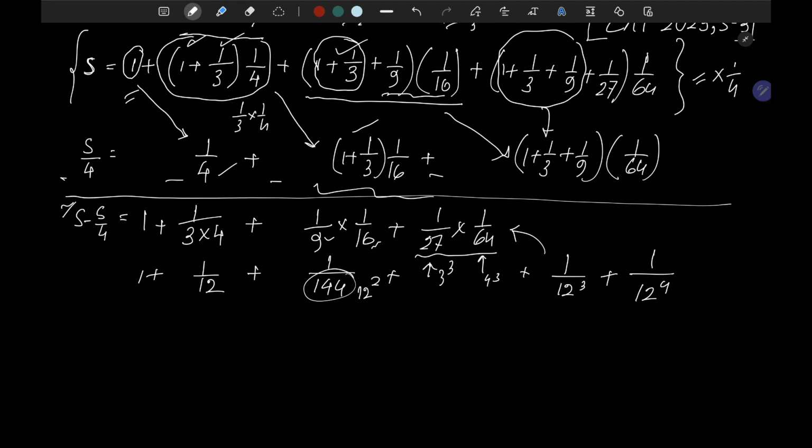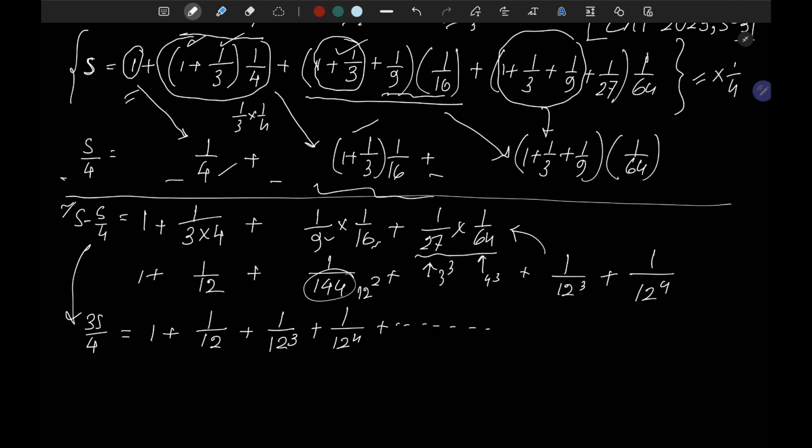And now this thing, this is your 3s by 4. This becomes nothing but another GP series with decreasing terms: first term as 1 and the common ratio as 1 by 12, right?